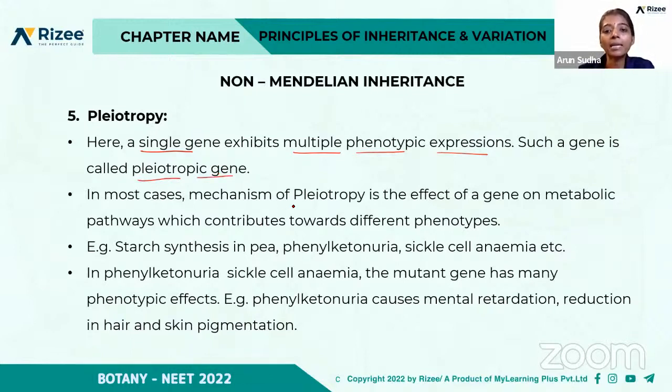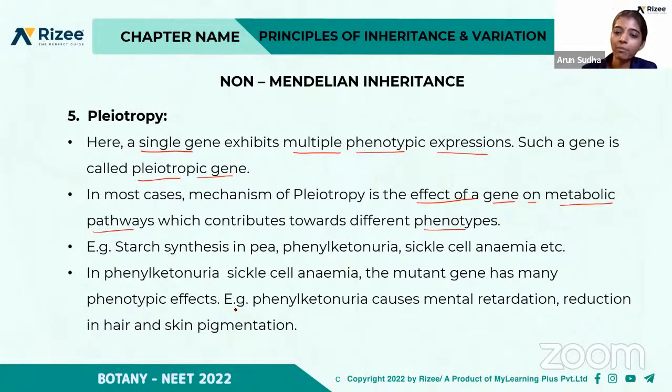The mechanism of pleiotropy is the effect of a gene on a metabolic pathway, which contributes towards different phenotypes. For example, if you take sickle cell anemia or phenylketonuria, what happens in that is, because of the defect in the gene, it affects the metabolic pathway.